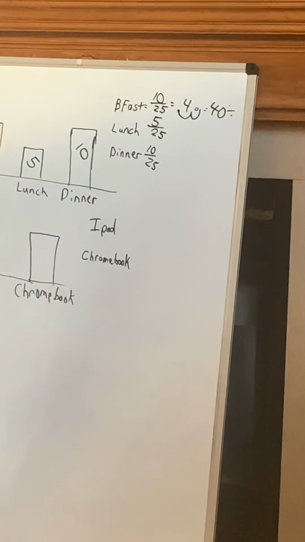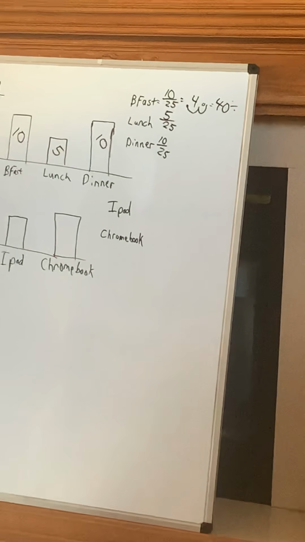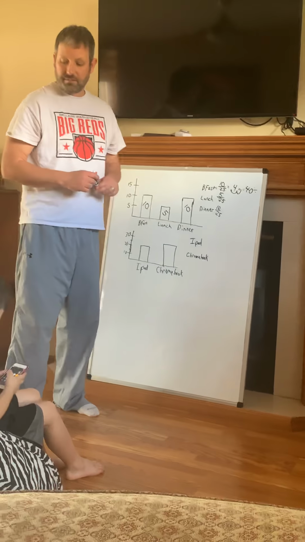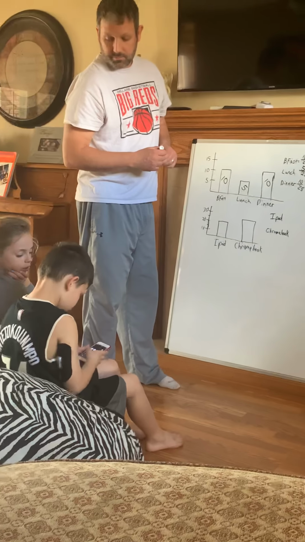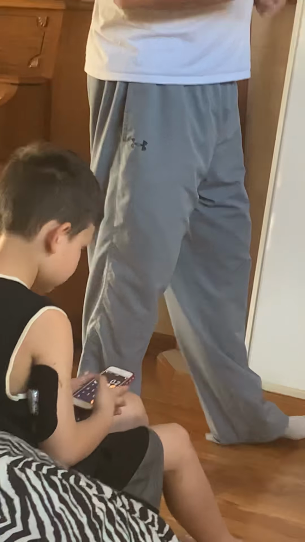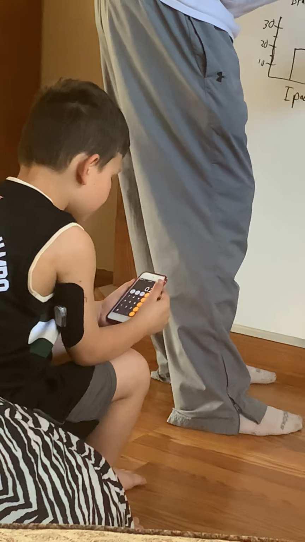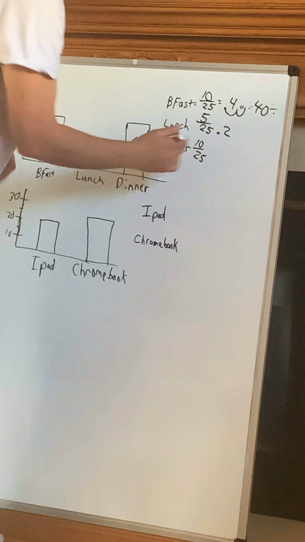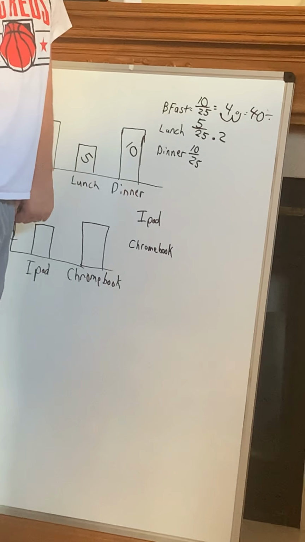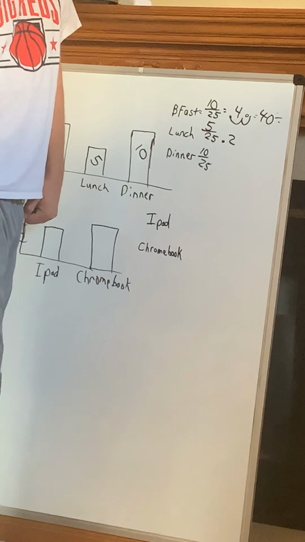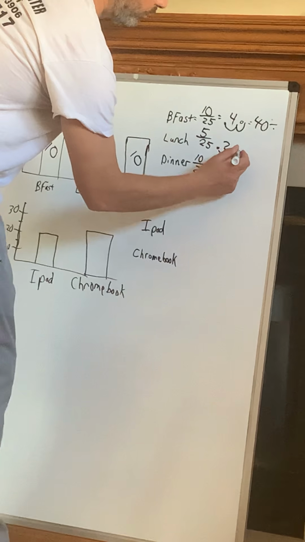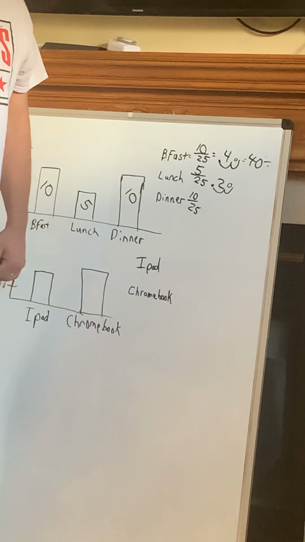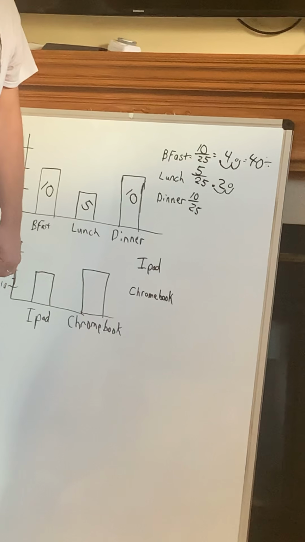Now we're going to do lunch. Stockton, clear your calculator. 5 divided by 25, top number divided by bottom number. What does it equal? 0.2. To take that decimal 0.2 and make it a percent, you move your decimal how many places? 2 places, 1, 2. So my percent would become what? 20%.